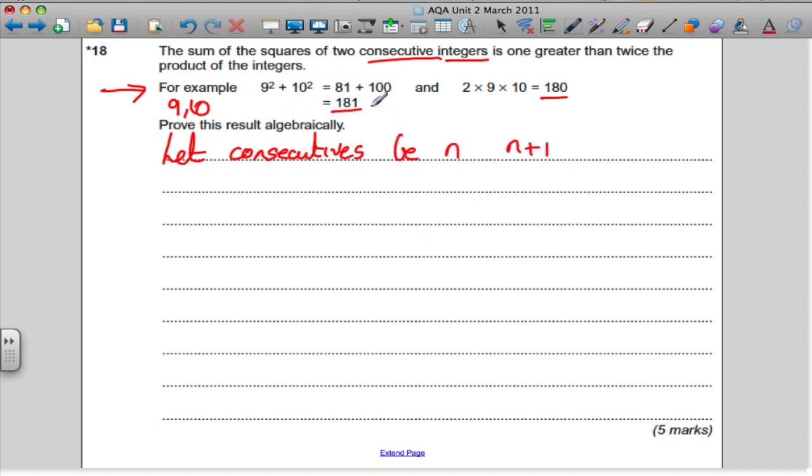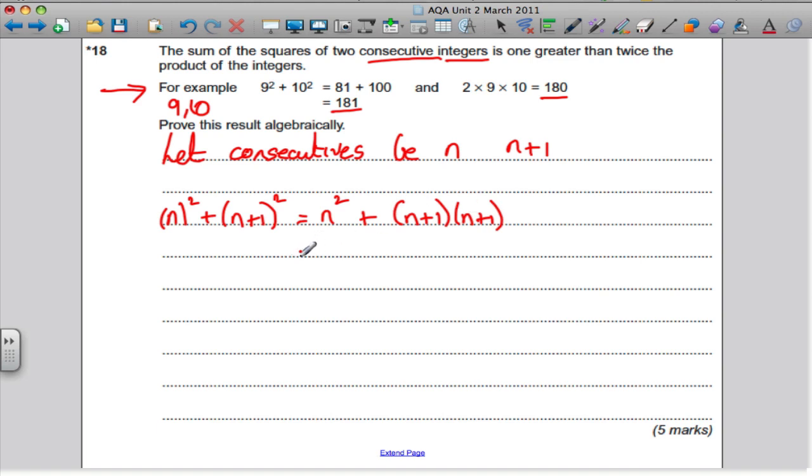Okay, let's square them and add and see what we get. Let's do n squared plus n plus 1 squared. n all squared just gives me n squared. And n plus 1 squared, well, I'm just going to write it like this, just to make sure we don't make any mistakes when we're squaring that.